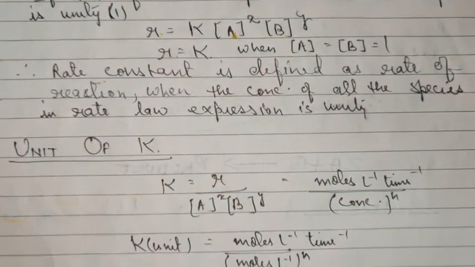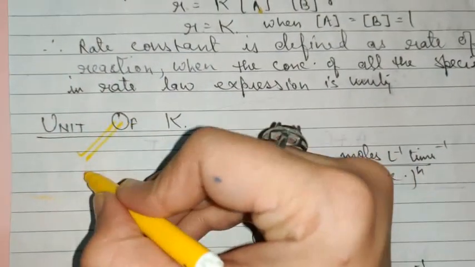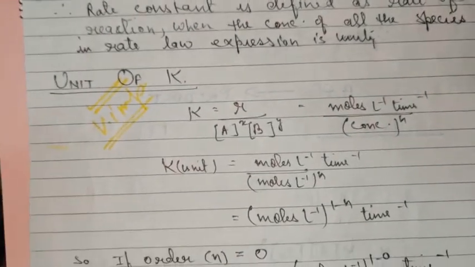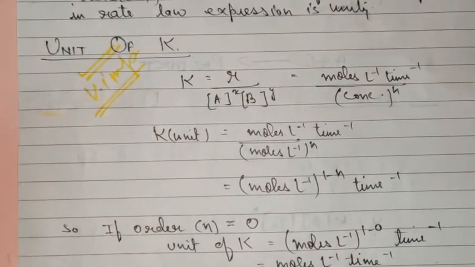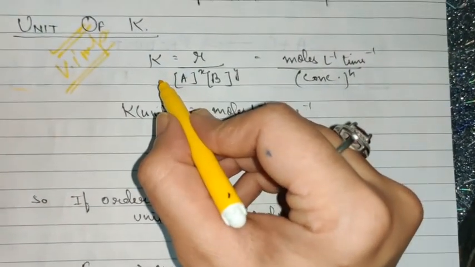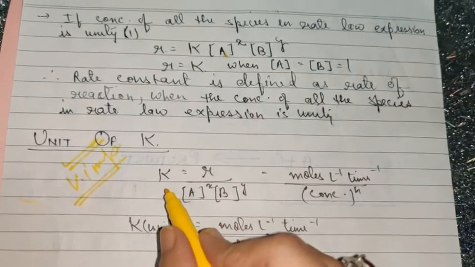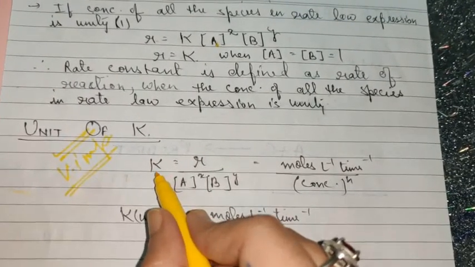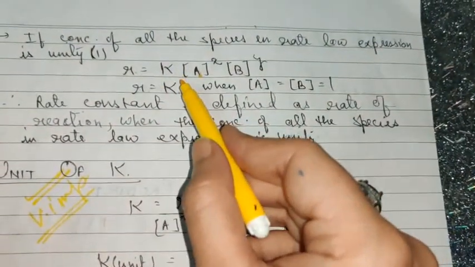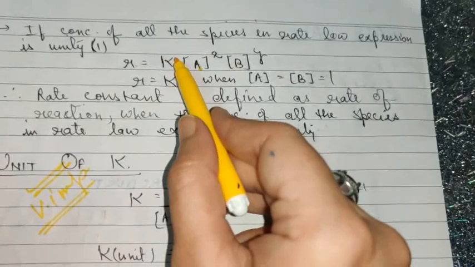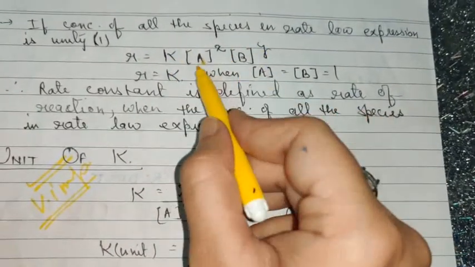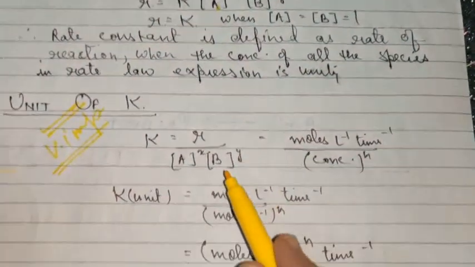Now coming to the unit of K. This is very, very important. Please children, mark it very important. This forms a very important question in your board exam also, and it will help you in a number of ways also. So here you can see that I have written the rate law expression with respect to K. If I have to write down the equation with K as the subject of the formula, these two terms will move down. So it can be written like this.